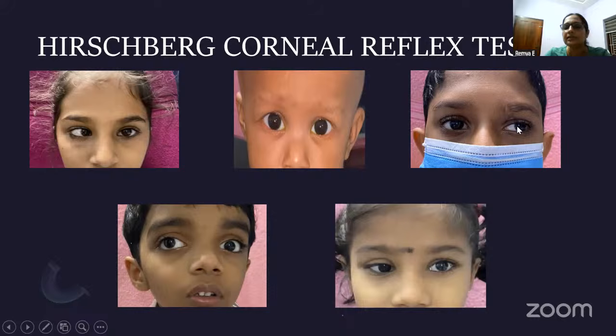Whereas in the third case, it falls nasally. So this is exotropic. The down one, here the reflex falls down, so the eye is hyper. Down means it is hyper, and up means it is hypo. I hope you understood.